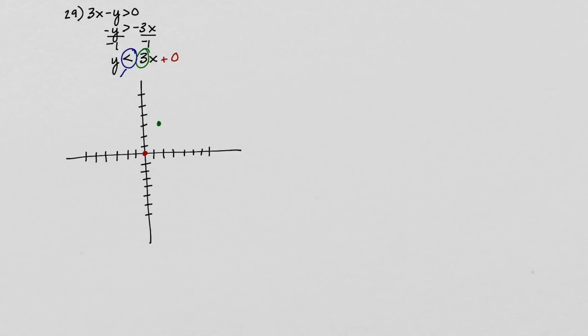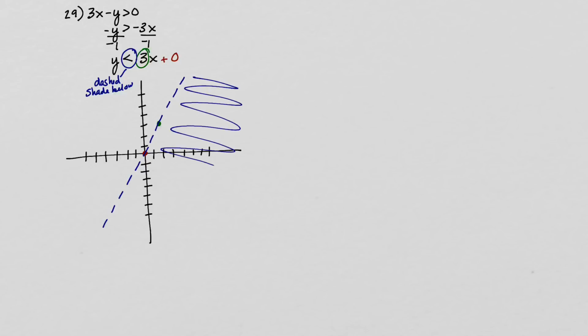Because it's a less than here, this is saying a dashed line, and to shade below. So I'm going to make a dashed line, and I'm going to shade below.